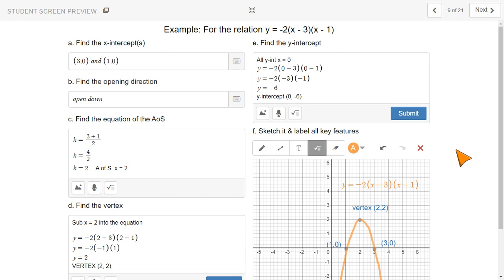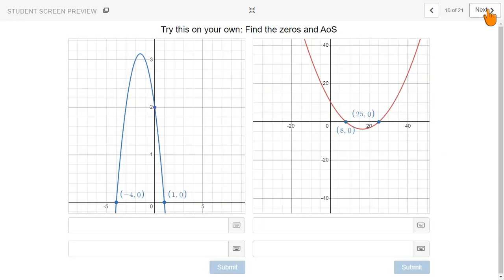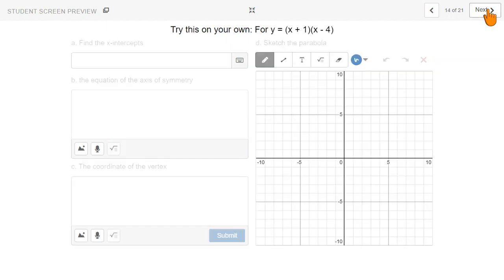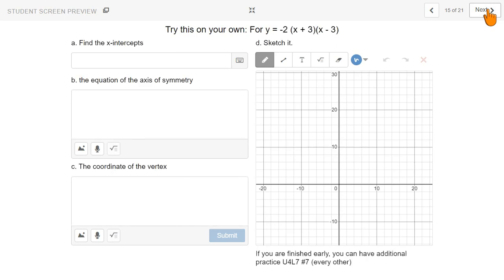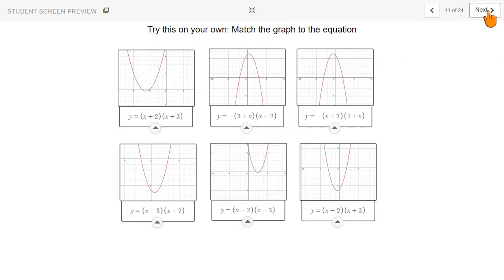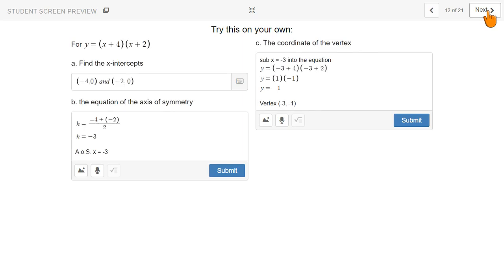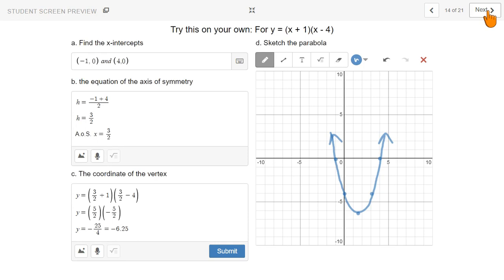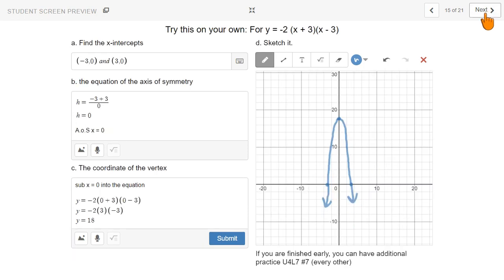Now pause the video and do the following slides with the practice questions. Here are the solutions to the pages where you are trying things on your own. And that is it for this part of the video.